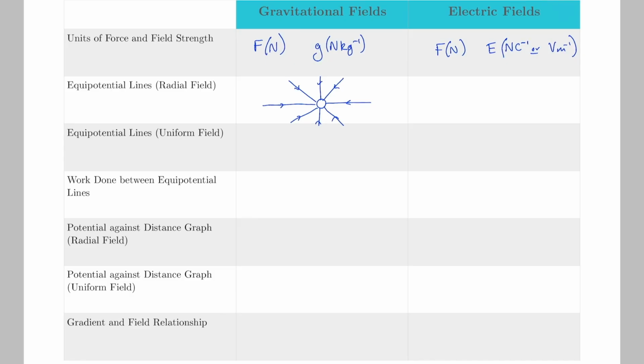We now have our drawing of the gravitational field lines, and there are parts within this field where the potential is the same. And these surfaces where the potential is the same are called equipotential lines. They are concentric circles.